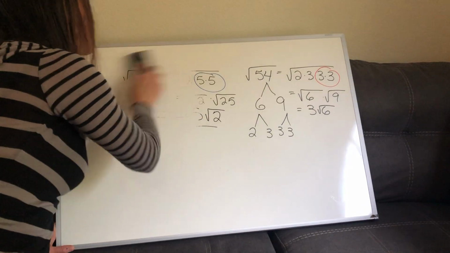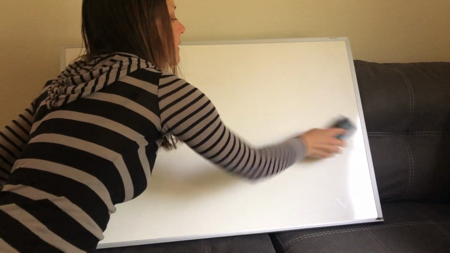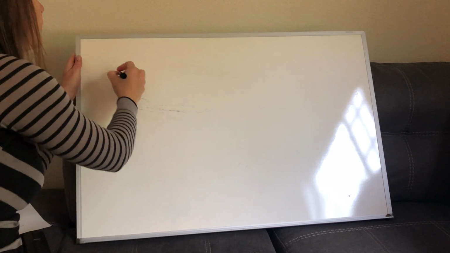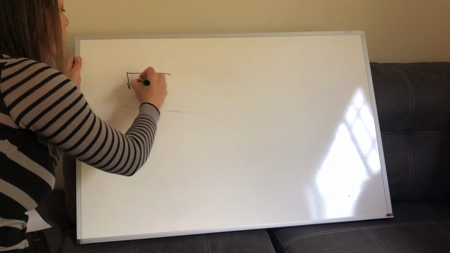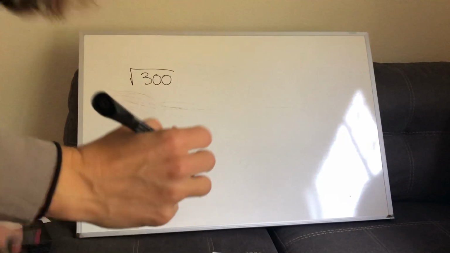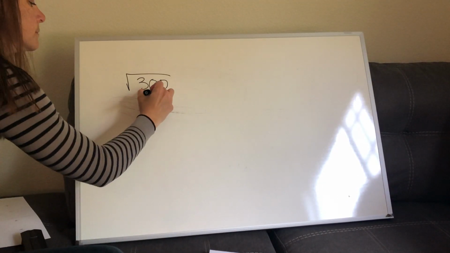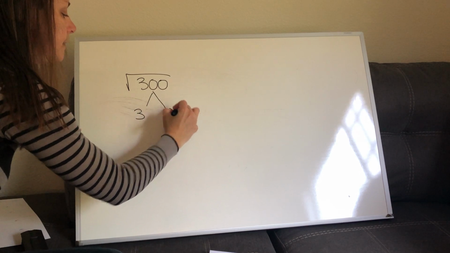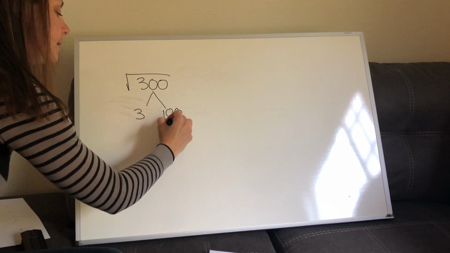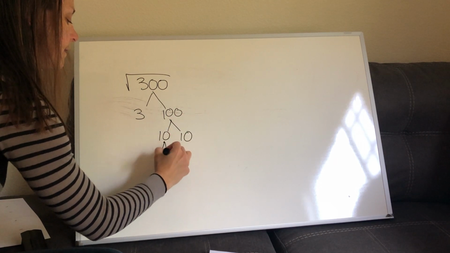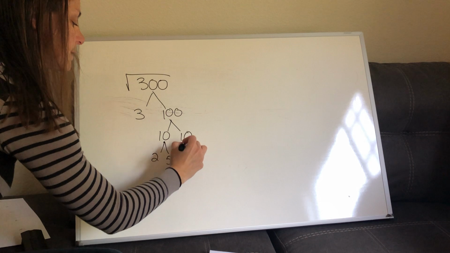All right, 2 more examples to do together, and then I'll have you work on your own. These are going to be a bit bigger, and I wanted to have us do a few of these. So the first one is square root of 300. So that has a lot of factors. All right, well, I'm going to start with 3 times 100. And then, I don't know, I could do 10 times 10. And each of those breaks down.